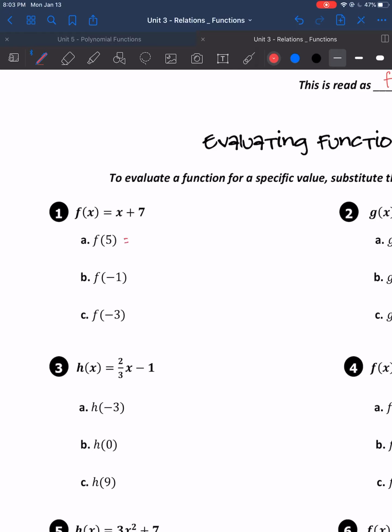If I have f of x equals x plus 7, and I want to find f of 5, I am going to plug in 5 for x. So 5 plus 7 is 12, so f of 5 equals 12. Then for b, f of negative 1, negative 1 plus 7 gives me 6. So f of negative 1 is 6. For f of negative 3, negative 3 plus 7 gives me 4. So f of negative 3 is 4.